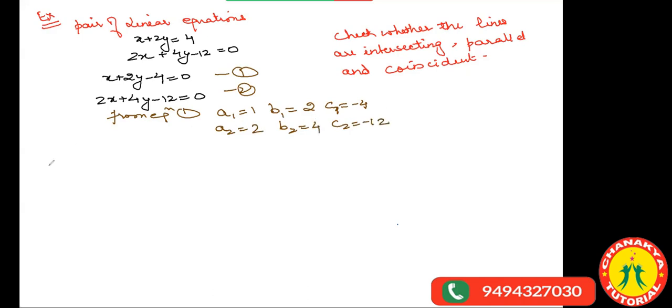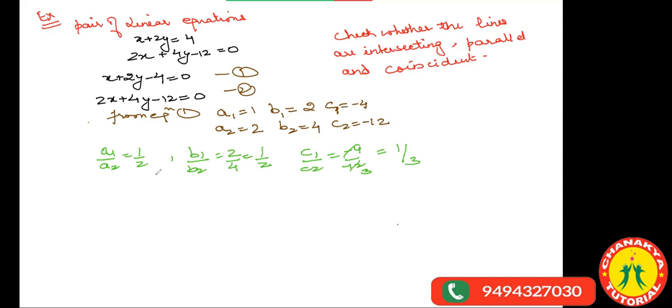Yes, very good, Ayonija. Now next, what do we have to do here? Ma'am, we have to find the ratios. A1 upon A2 is 1 by 2. Then B1 upon B2 is also 1 by 2. And C1 upon C2 is not 1 by 3... So A1 upon A2 is equal to B1 upon B2 but not equal to C1 upon C2. So the lines are parallel.